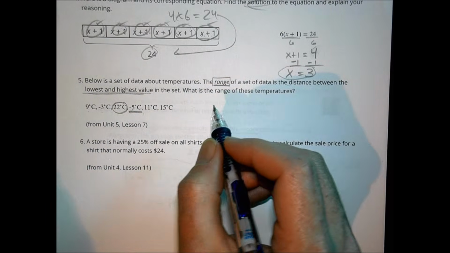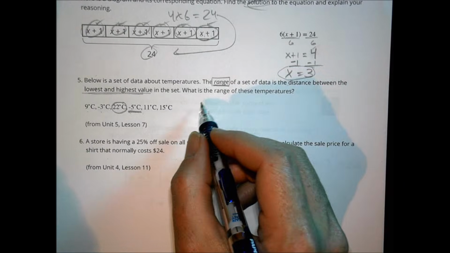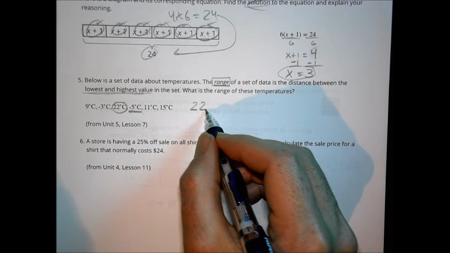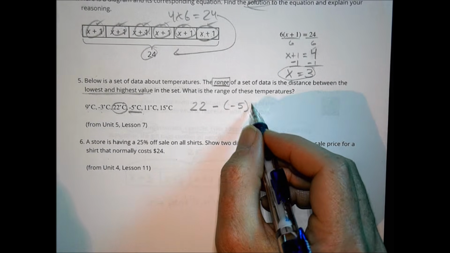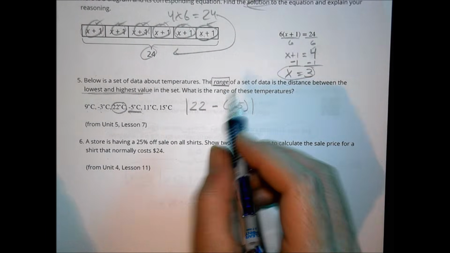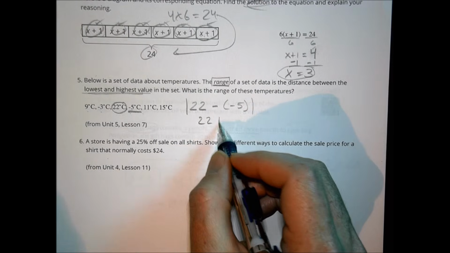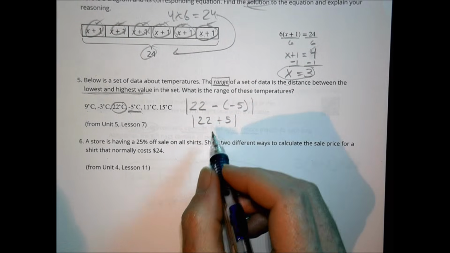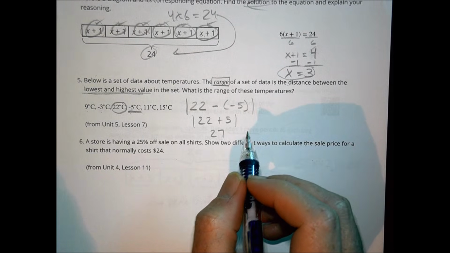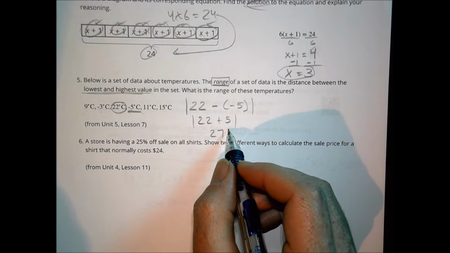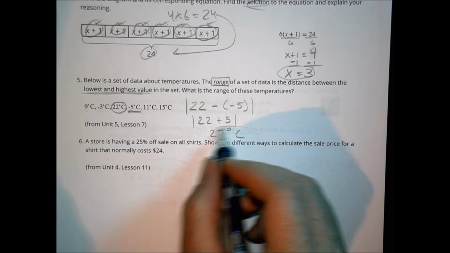So when we find the distance between them, we'll find the difference. We'll do 22 minus -5, and we'll take the absolute value of that. So this becomes 22 plus 5, and that is just going to be 27. So the distance between the highest and lowest value is 27 degrees Celsius.